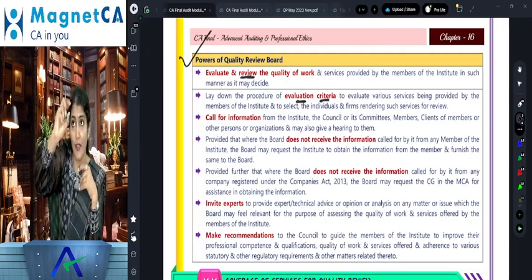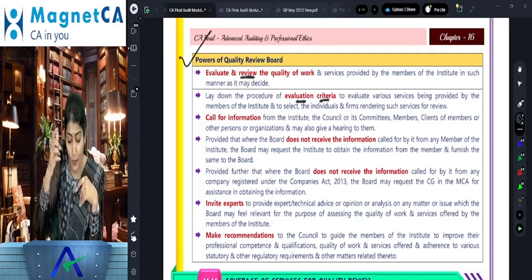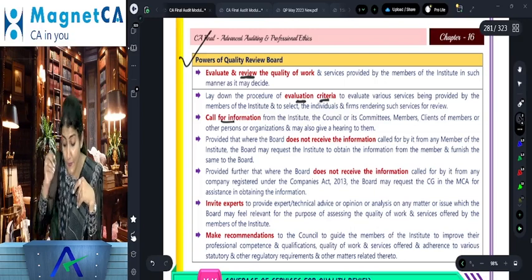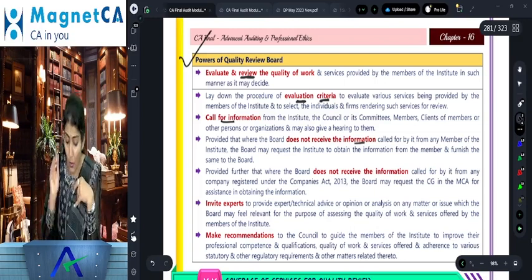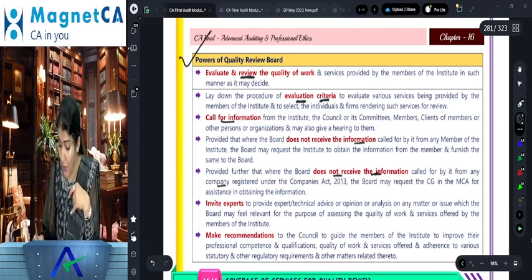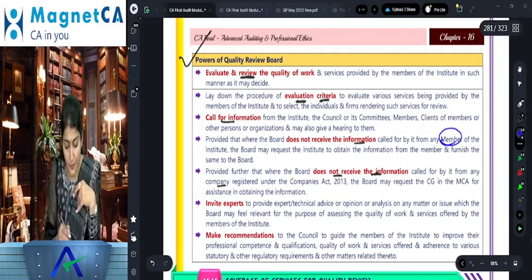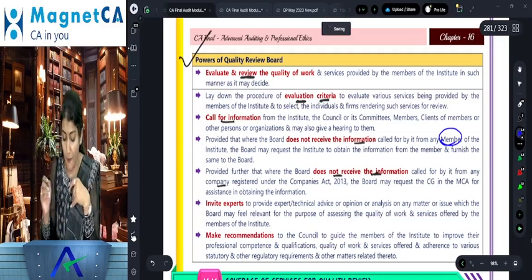Now they know that they can review the work. For that they have decided the criteria. Now they call for the information. If they do not receive the information from the member, or they do not receive the information from the company, QRB asks for information from the member, asks for information from the company, and they don't receive the information. What does it say?